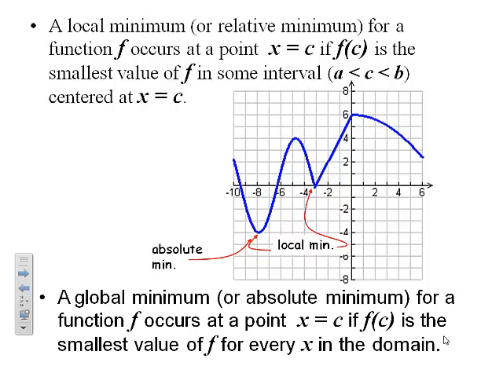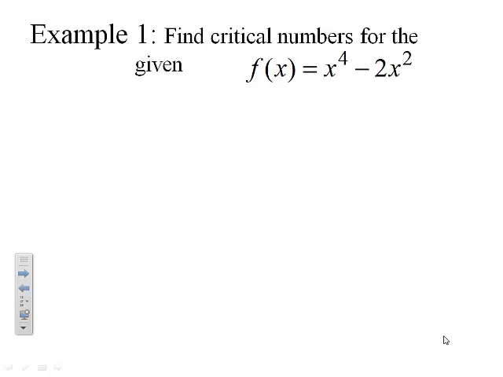Don't get too hung up on the terminology right now. The main thing is, do you get an intuitive feel of what is a global or absolute minimum, and what is a local minimum? So let's put this all together and give you an example problem.